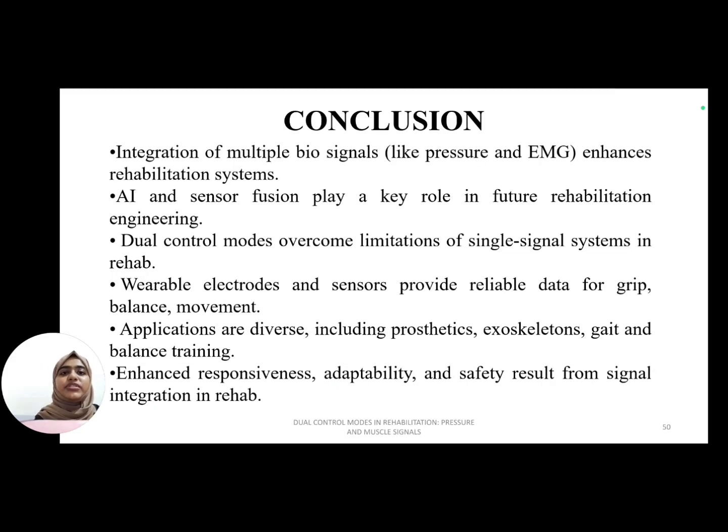When it comes to the conclusion, integration of multiple biosignals enhances rehabilitation systems, as we have already discussed. AI and sensor fusion play a key role in future rehabilitation engineering. Dual control modes overcome limitations of single signal systems in rehab. Wearable electrodes and sensors provide reliable data for grip, balance, and movement. Applications are diverse, including prosthetics, exoskeletons, gait, and balance training. Enhanced responsiveness, adaptability, and safety result from signal integration in rehab.